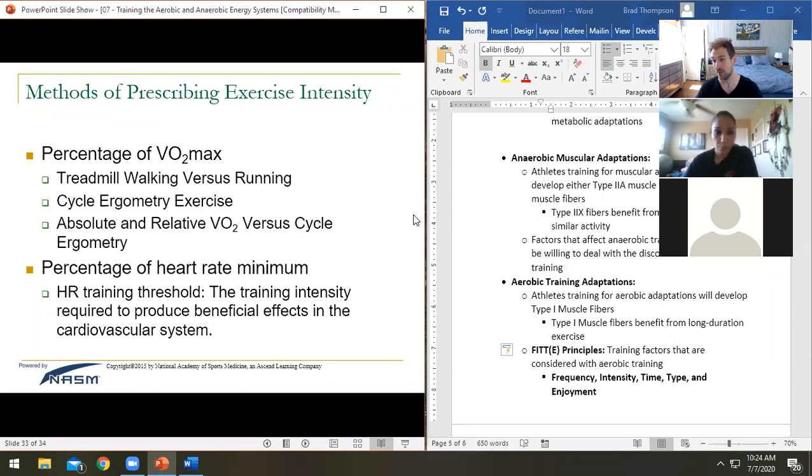When you are prescribing intensity, like I said, you're going to either use your heart rate or a percentage of your VO2 max. But a lot of times you have to calculate your VO2 max, so the most common one we're going to use is your heart rate. 65 to 75% of your heart rate, 76 to 85%, 86 to 95. But we will look at those numbers when we get to cardio.